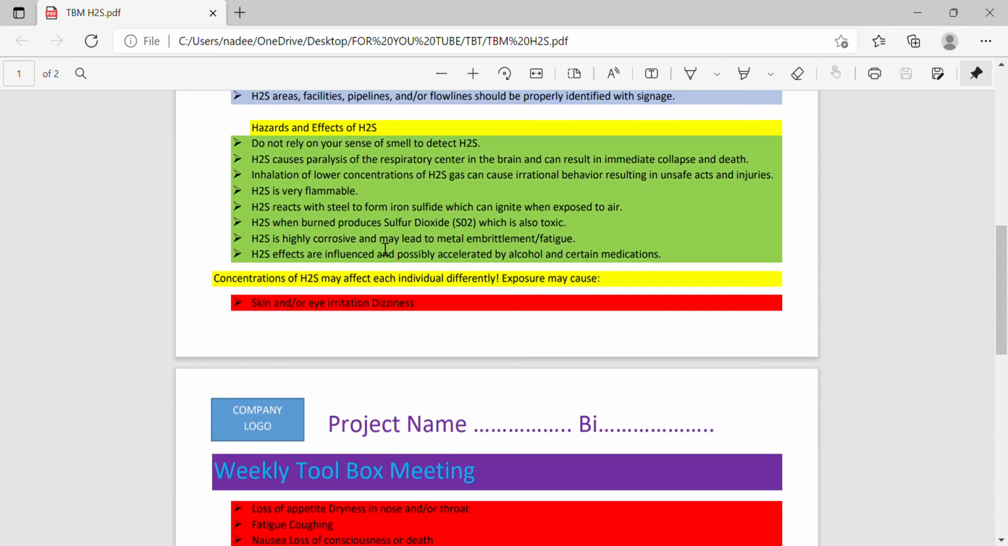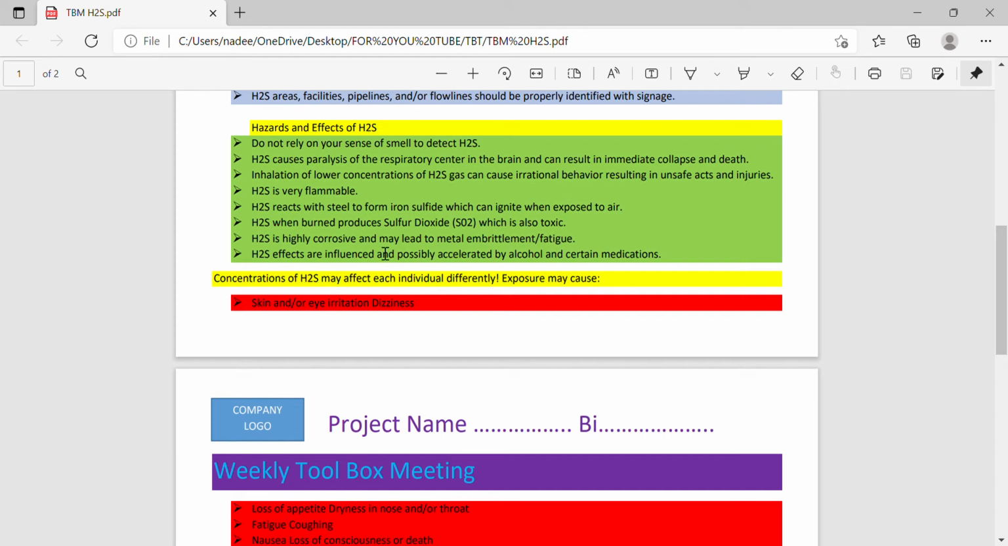Okay, so here some hazards also, hazards and effects of H2S. Do not rely on your sense. Okay, no need to try to smell. Okay, H2S causes paralysis of the respiratory centers. Everything is mentioned here in short. You can explain these things in your weekly TBM. Okay, H2S is very flammable.